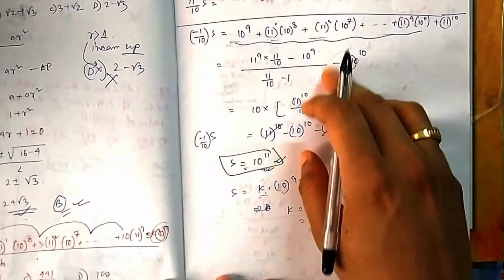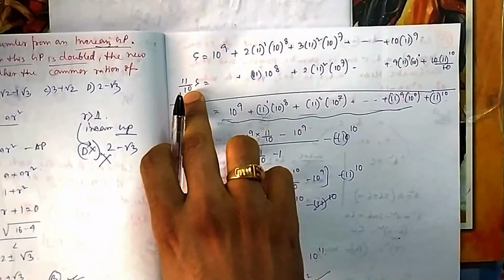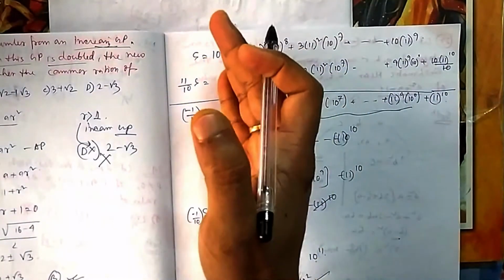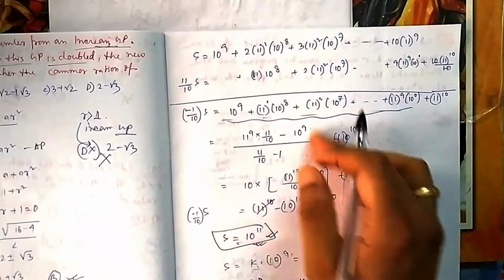Or you can use this method also. This is the way we have derived: multiply by the ratio, write it keeping one blank space, then you deduct, and you will get this answer.